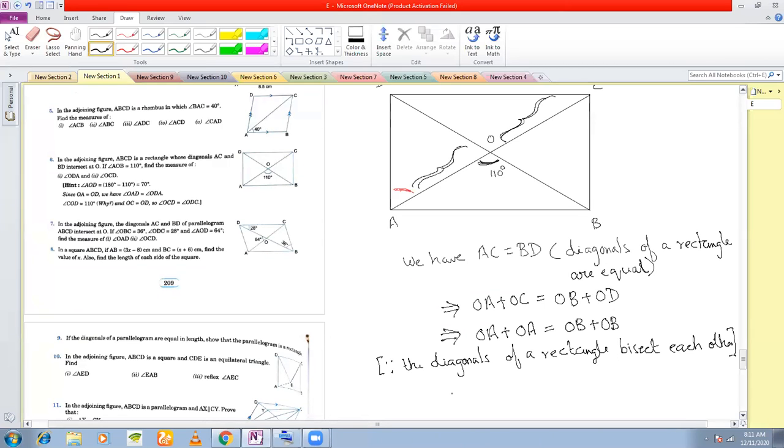That means what are you getting? 2OA is equal to 2OB. That means this 2 and this 2 they cancel. What do you get? OA is equal to OB. So what are you getting? That these two lengths are actually equal. This length and this length are equal.